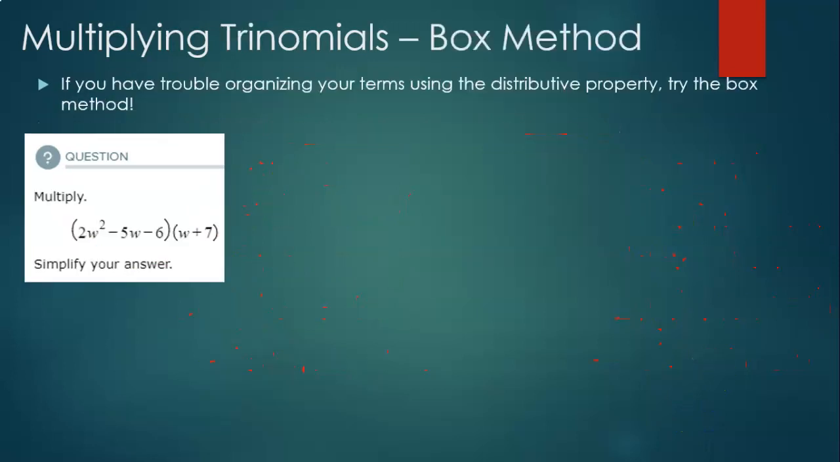All right, multiplying trinomials. When you need to multiply something with 3 terms, that distributive property gets a little out of hand. You can definitely use your distributive property. You can see that you have two things that need to be multiplied by the trinomial. So you could do w times 2w squared minus 5w minus 6, and then you could multiply all of that times 7.